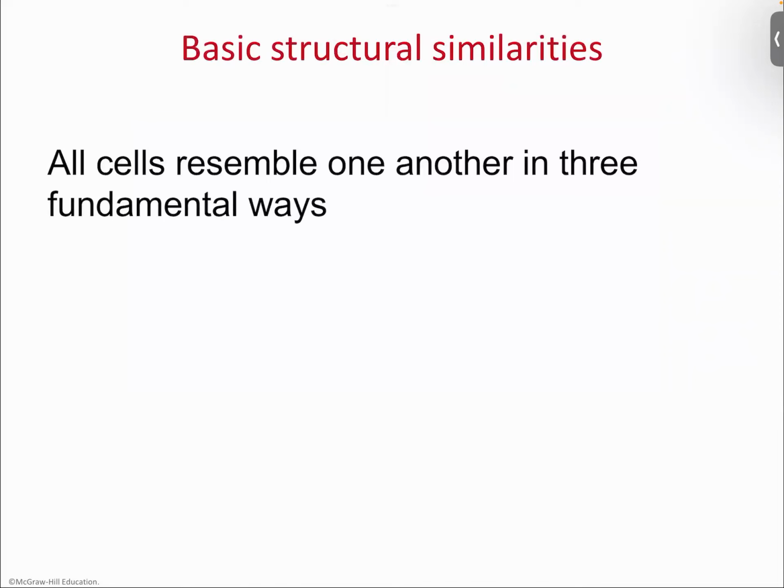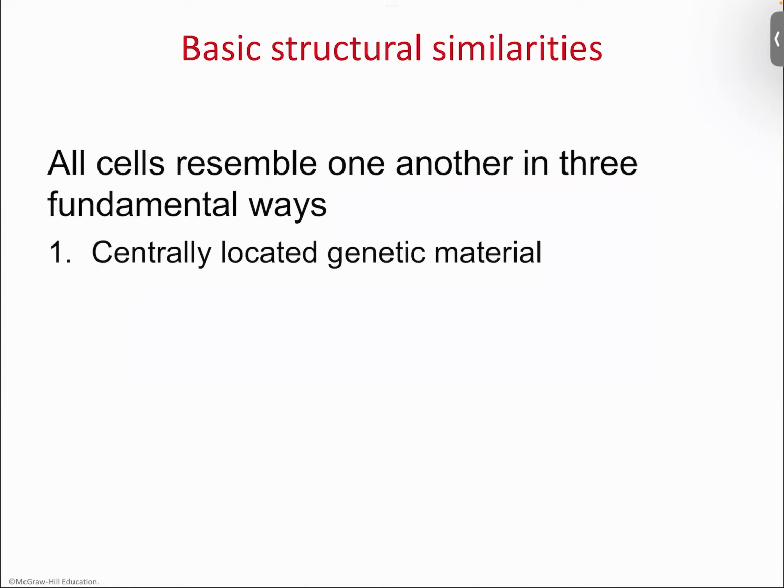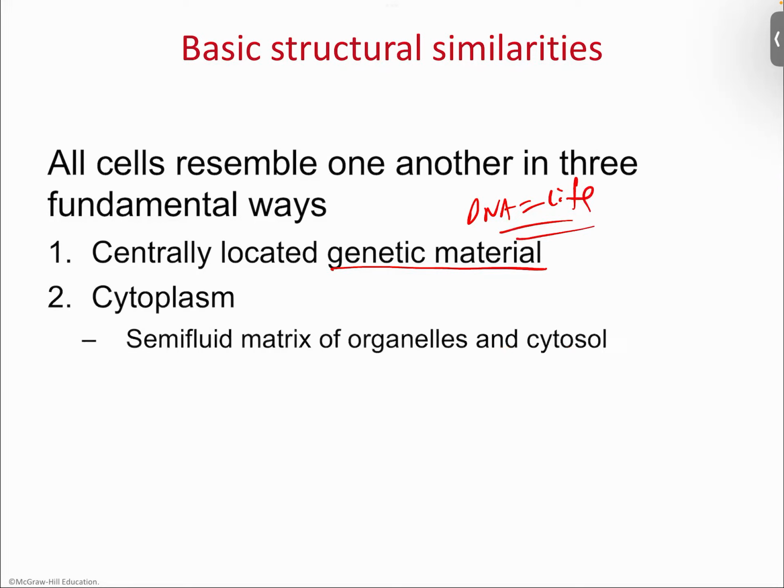So let's take a look at some of the basics of cells, some of the things that cells all need. First of all, they all need genetic material. DNA equals life. Why? Because DNA is all of your information necessary to make you from scratch. If you don't have the information or the blueprint to make you from scratch, then guess what? You don't exist. So that's why DNA equals life. And in this particular case, it's usually got to be centrally located, some sort of a central location for your genetic material. So that's a common thing.